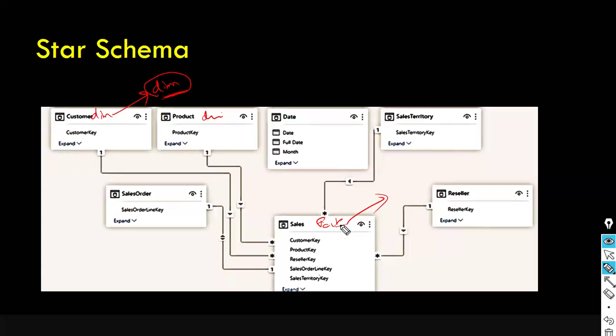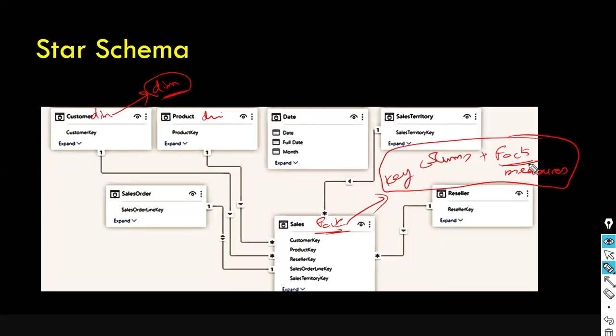So here, the fact table will contain the combination of key columns plus the facts. The facts are also called the measures. Measures are nothing but numeric values. What do you mean by facts? What do you mean by measures? Both of them are the same. Quantity is a numeric value. All the numeric values are called your facts. You just think that way, okay?